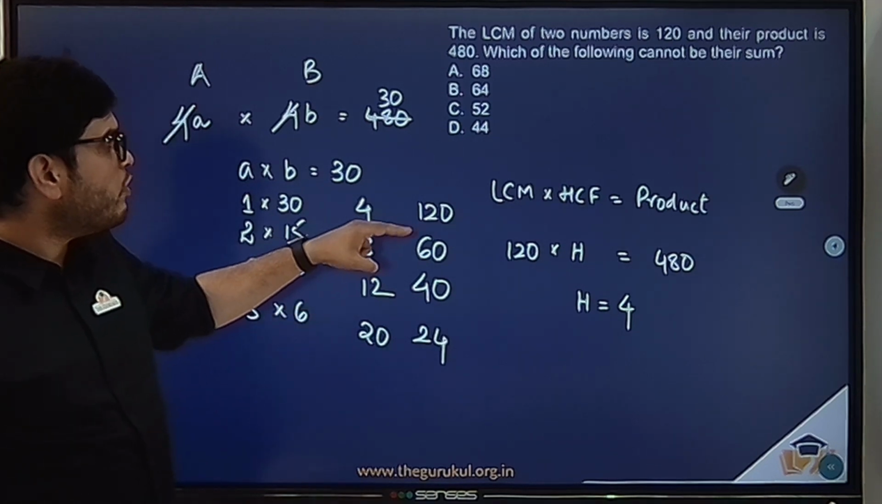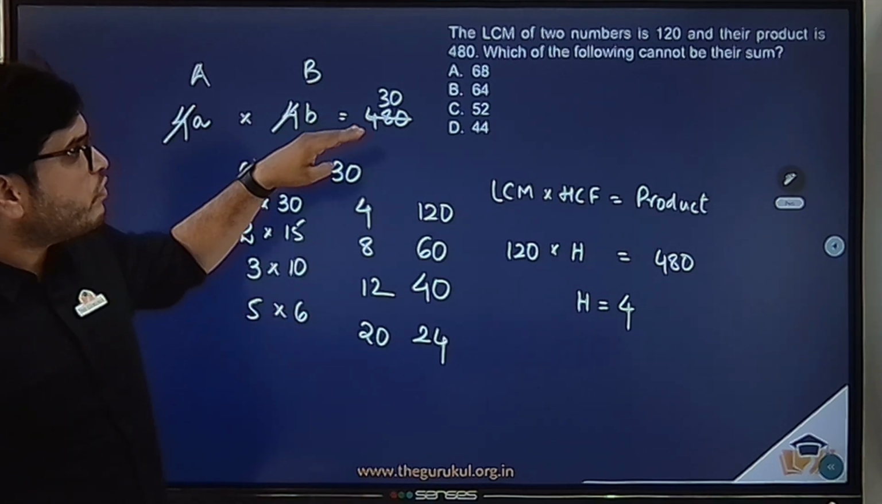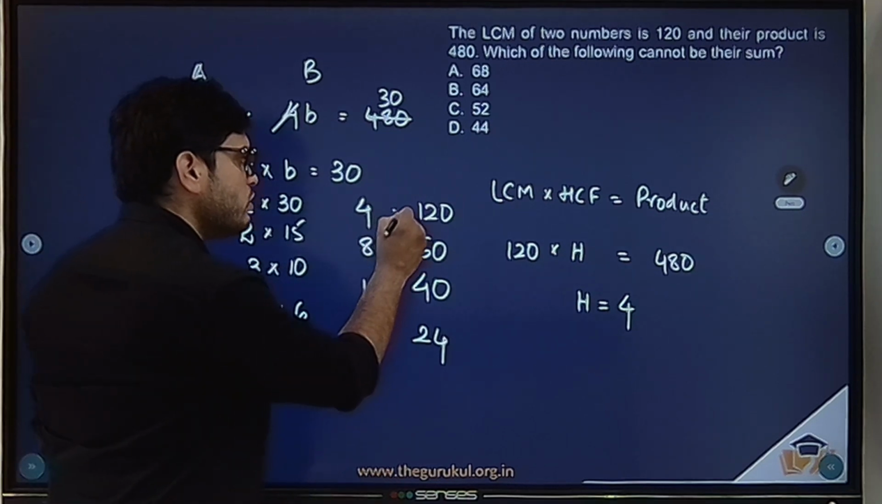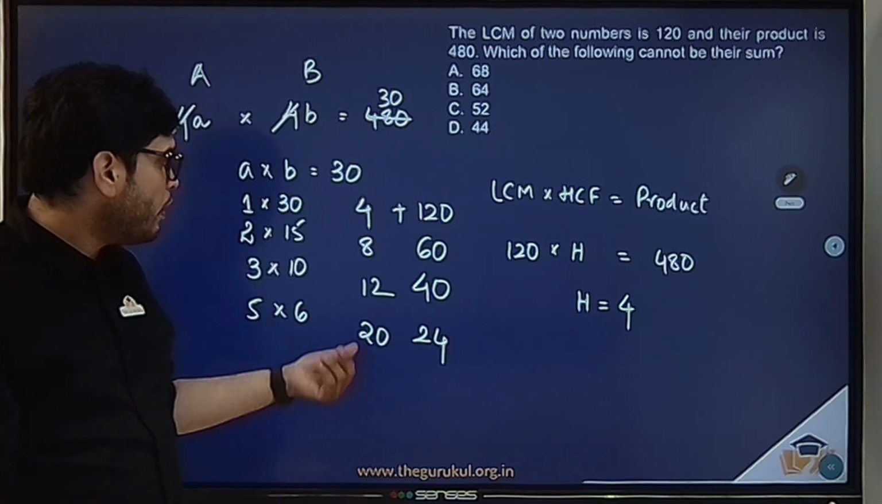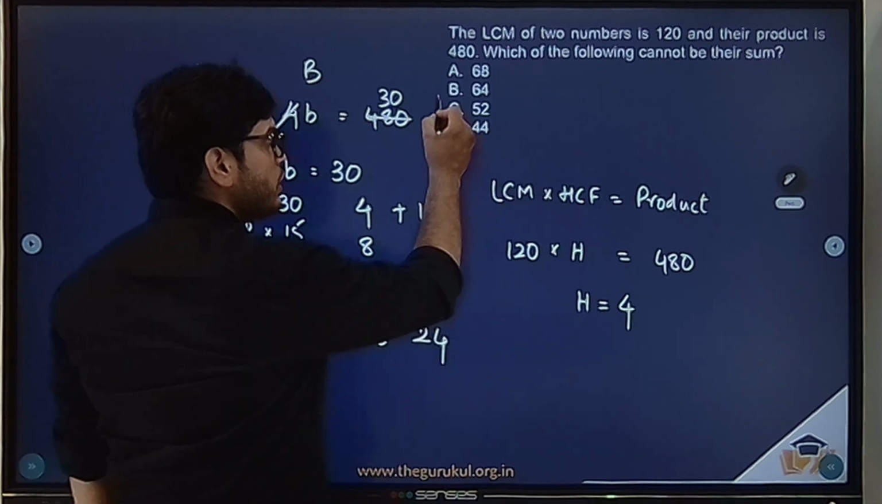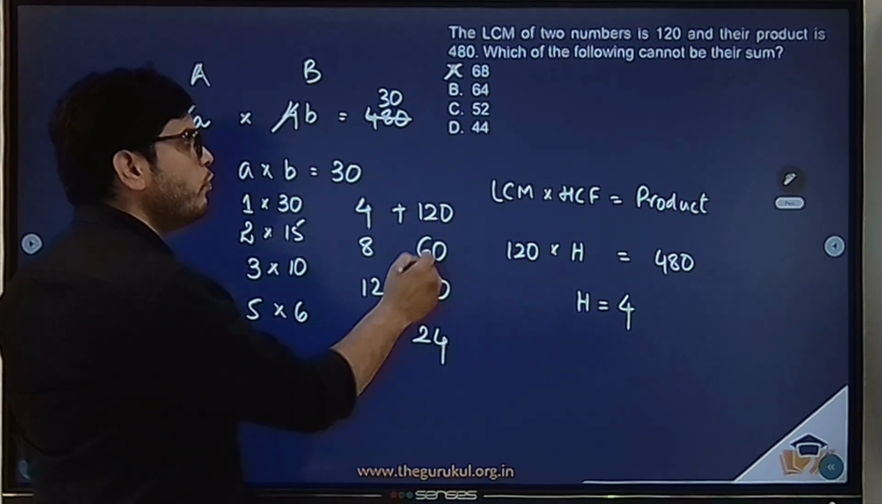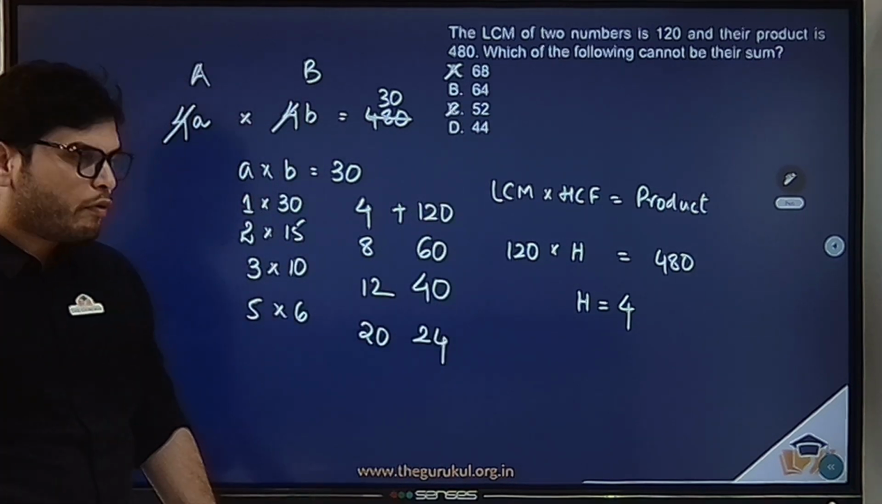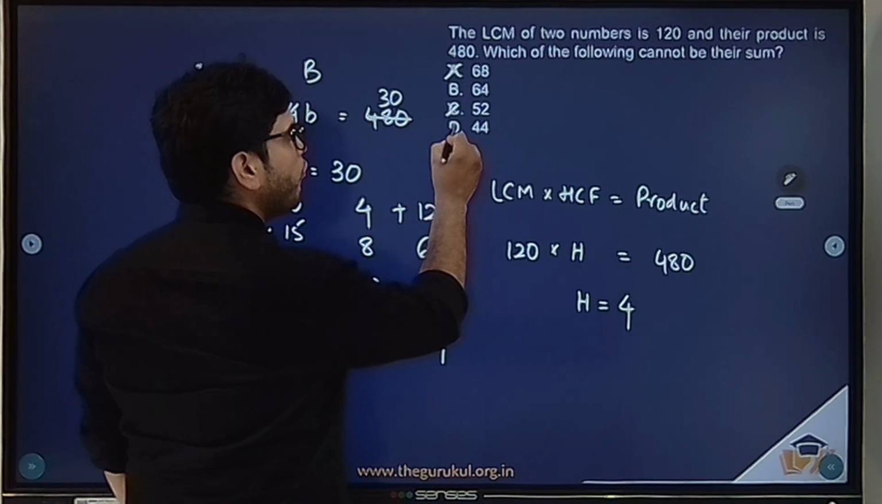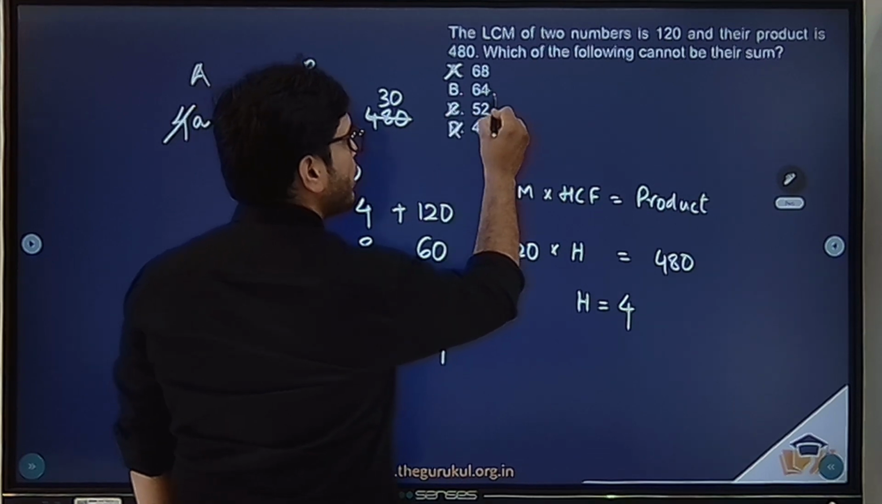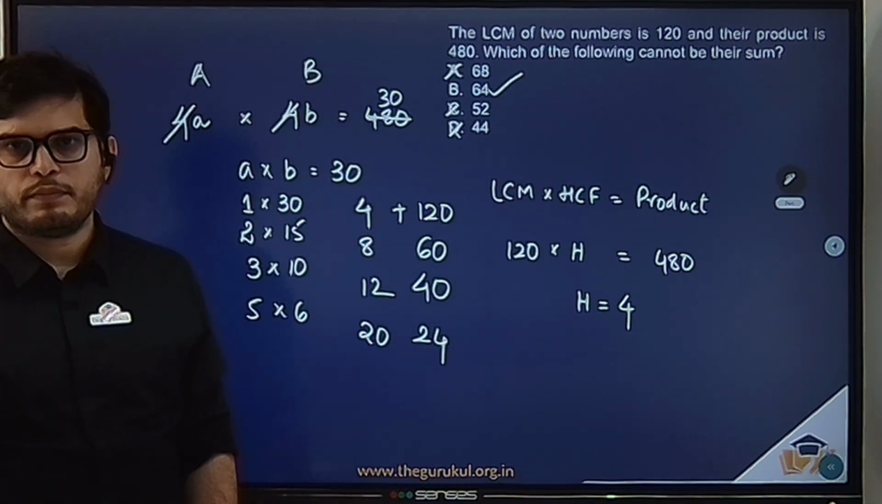So 4 plus 120 is 124. Now what was asked? Which of the following cannot be the sum? So the sum could be 124, and 68 is also possible. Hence this can't be your answer. 12 plus 40 is 52. Again, this can't be our answer. 20 plus 24 is 44. This cannot be our answer. So the answer has to be 64.